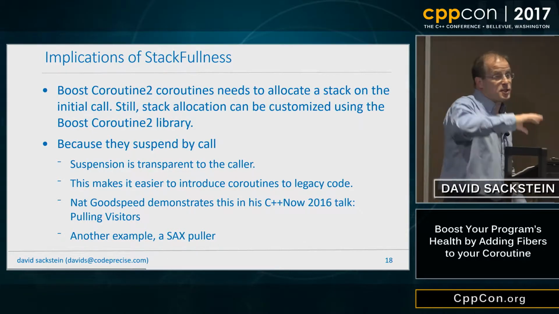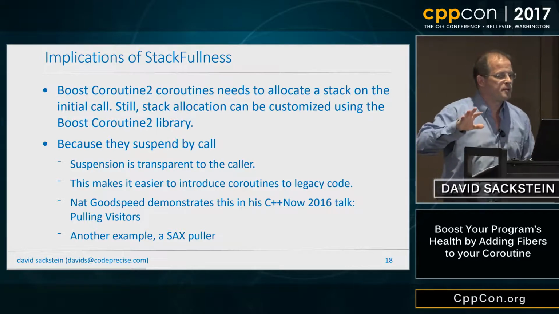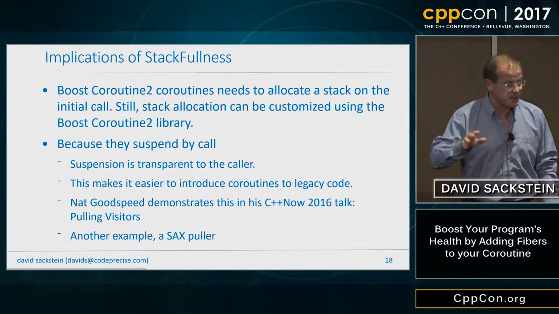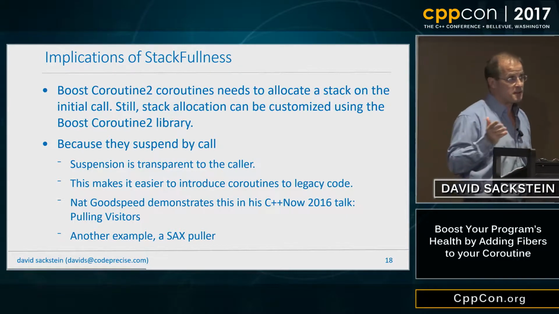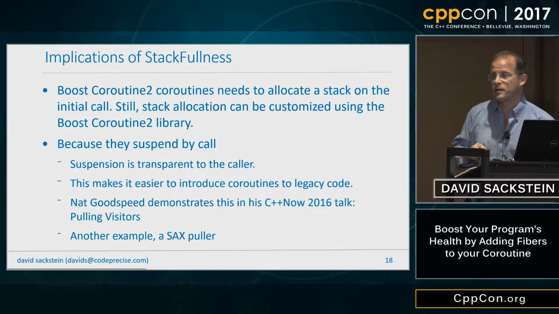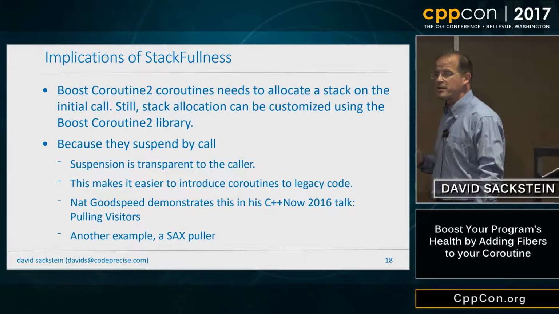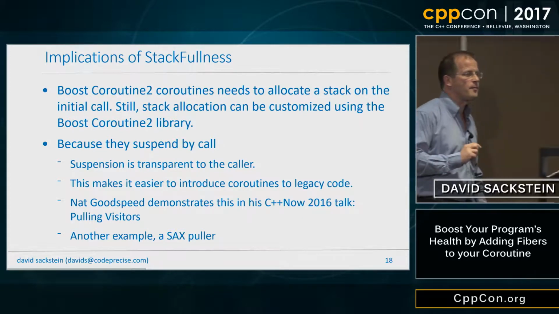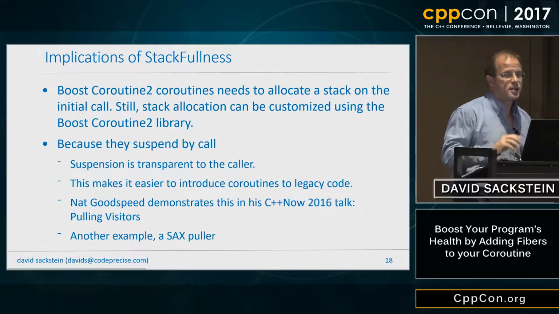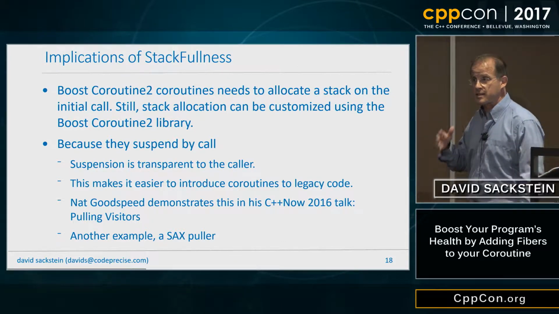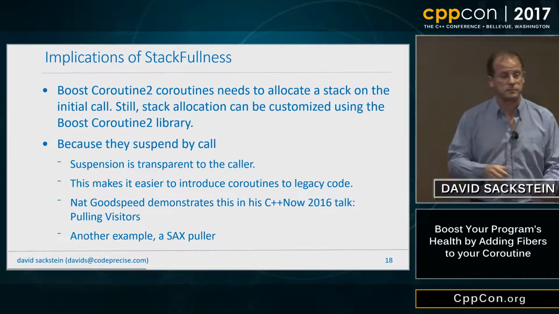Now, Nat Goodspeed has two examples for this. One example he provides in his C++ Now 2016 talk called Pulling Visitors. Another example is on the Boost Coroutine library documentation, which I will mention here. It's simpler to explain. But they are examples of a similar feature. So the example is parsing XML with the SAX API.